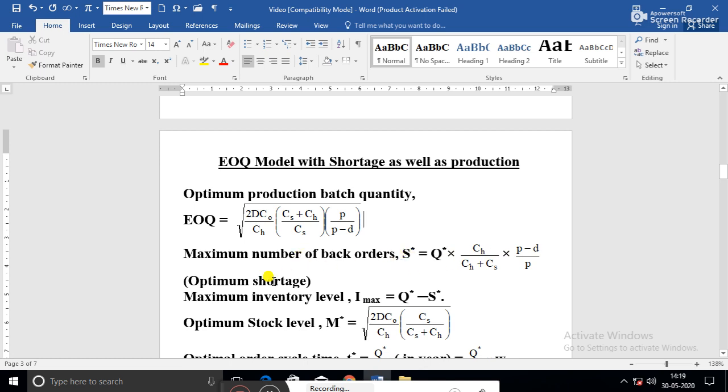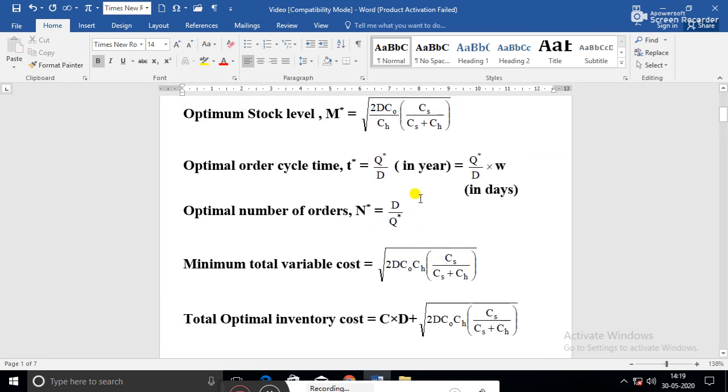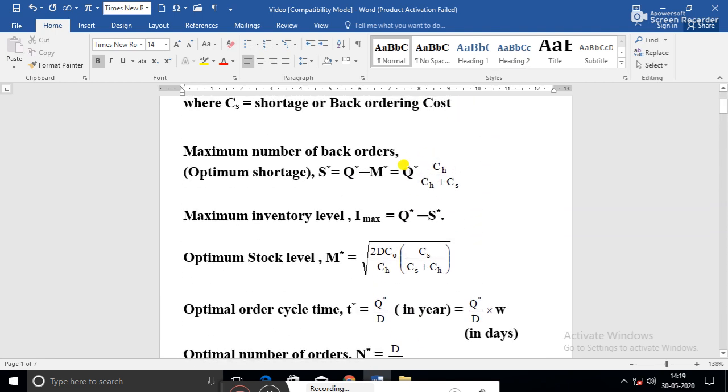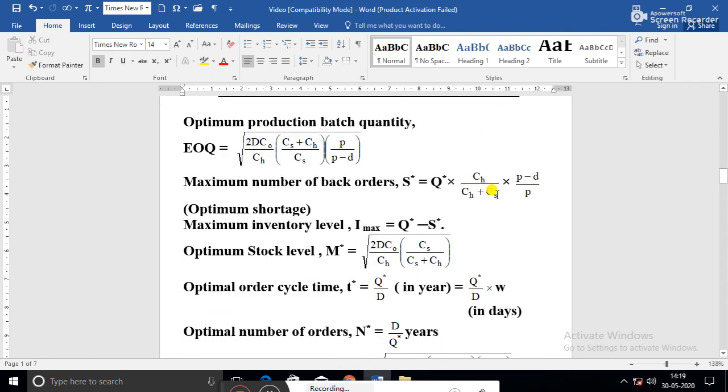The only thing you need is to remember the formula and link it. This S star, previously in the backorder case, S star is this Q star into CH by CS plus CH. But in this case, what is happening? This into the production factor, P minus D by P. That is the point. It is the reverse of that.